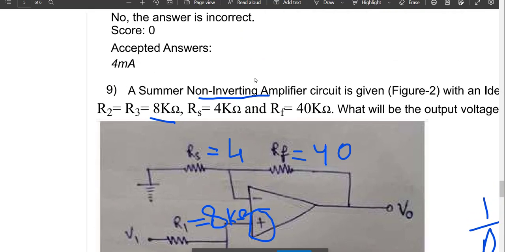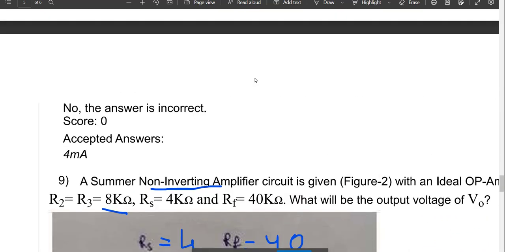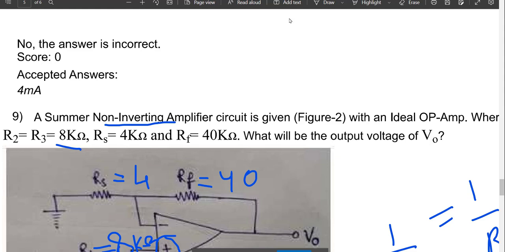Okay. So for a non-inverting amplifier, V0 is equal to 1 plus R_F over R_S.